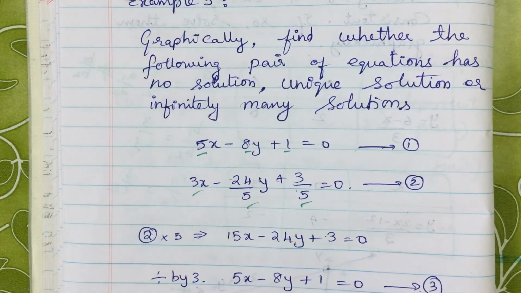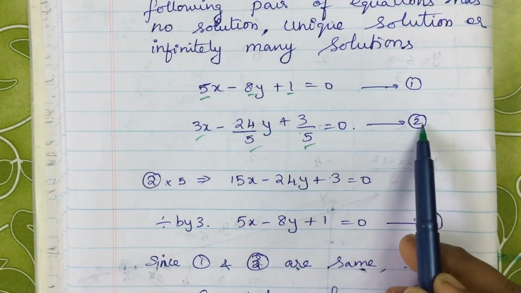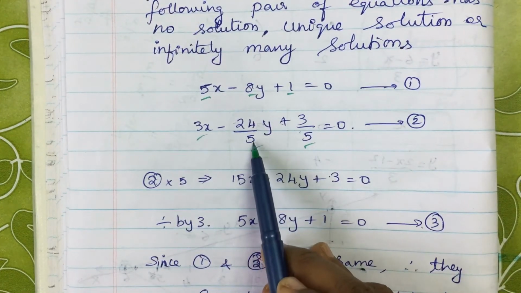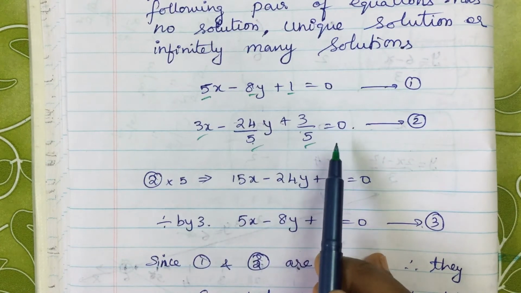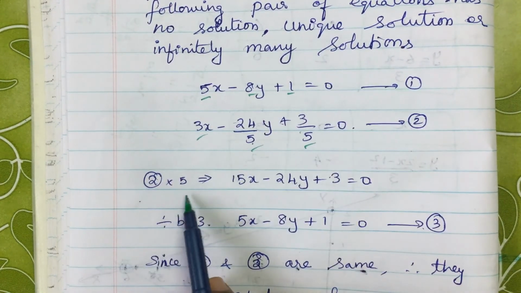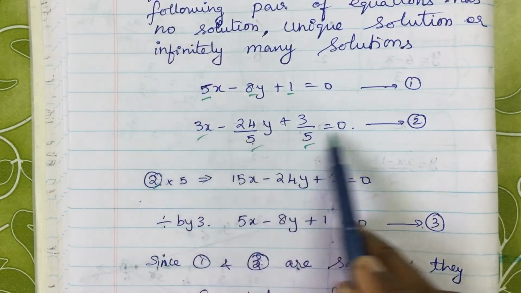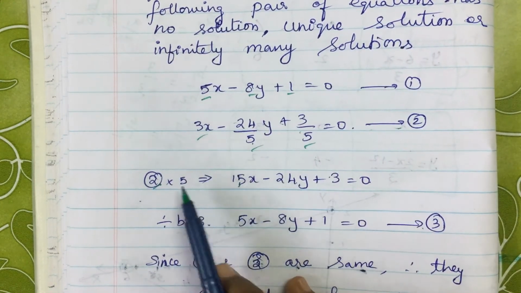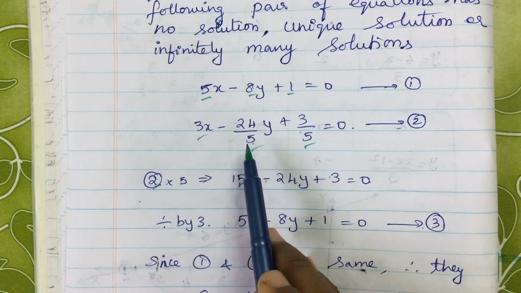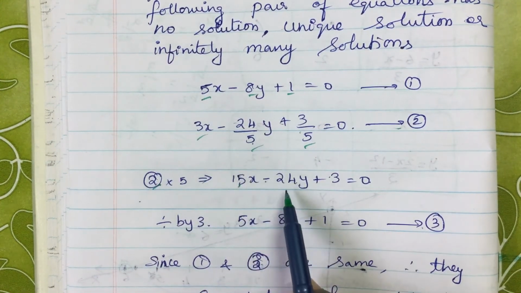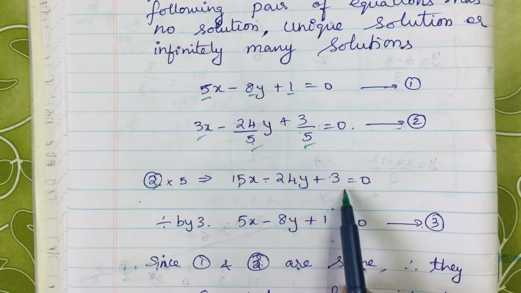So in order to make these numbers into integers, I am multiplying the entire equation by 5. Why? Because in both the denominators I have 5. If I multiply the entire equation by 5, this 5 will go off. So equation 2 into 5: 3 into 5 is 15x, and then plus into minus is minus. When you multiply this term by 5, that 5 will go off, so you will get 24y plus this, again here also 5 will go off, you will get 3 equal to 0.